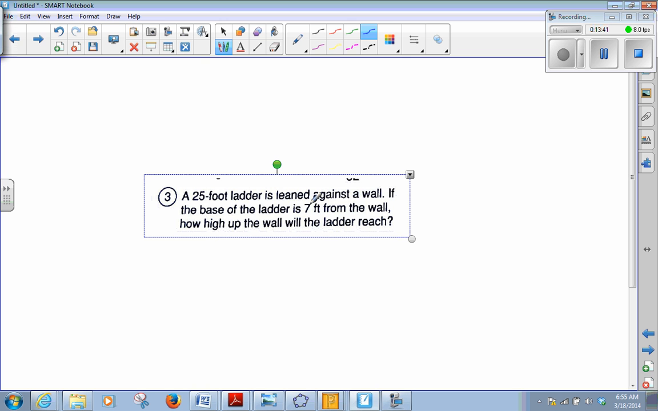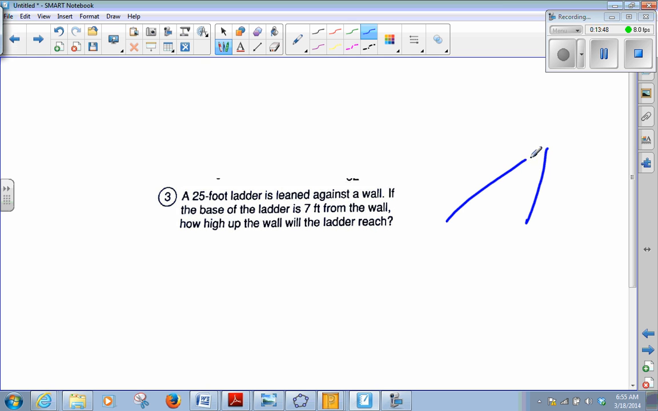So let's draw a little picture so we can make sense of this problem. It says a 25-foot ladder is leaned against a wall. So here's your wall. Here's your ladder leaned against the wall. It tells you that the ladder is 25 feet long. If the base of the ladder, okay, so the base is the bottom of the ladder, is 7 feet from the wall. So that means the distance from the end of the ladder to the wall is 7 feet. How high up the wall will the ladder reach? So that's what we're trying to figure out.